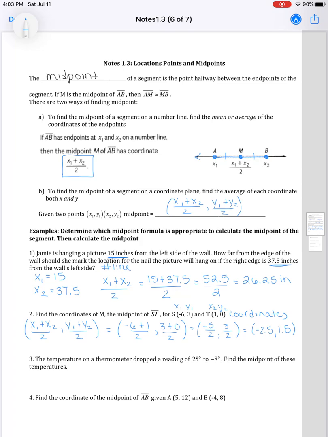All right, so what I want you to do is to pause the video for 3 and 4 and try those two on your own. Again, first thing you want to do is identify, is it the number line approach or are you using coordinates? And then actually calculate the midpoint. And then come back and check over what I'm about to go over.